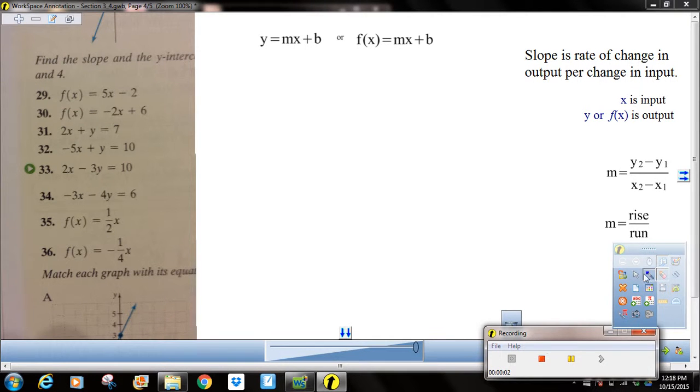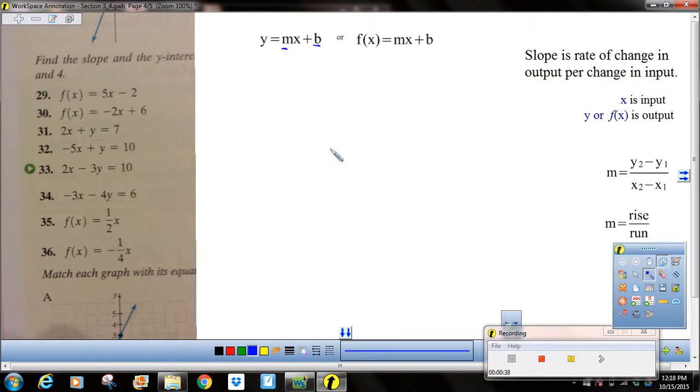This is the second video on lesson 3.4. Just as a reminder, if you want to write the equation of a linear relationship or linear line, the equation is y equals mx plus b, where m is the slope and b is the y-intercept, or it could be f of x equals mx plus b, since y and f of x are interchangeable. Slope is the rate of change in output per change in input, where x is our input and y or f of x is the output. The equation for slope is y2 minus y1 over x2 minus x1, and slope is rise over run. So let's get started on this.